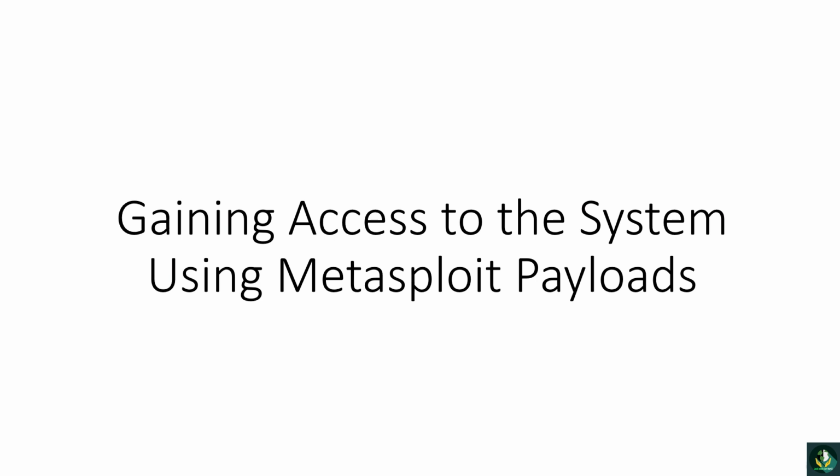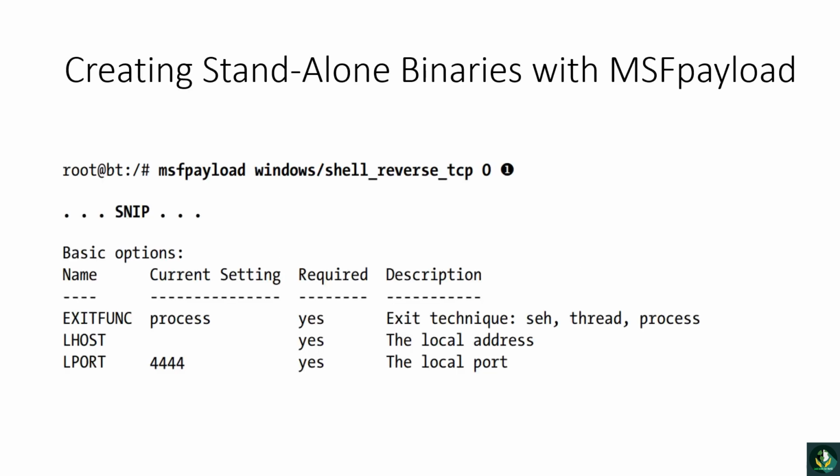So before we perform an antivirus evaluation, let's look at how to create a standalone Metasploit binary payload with msfpayload. For starters, we will create a simple reverse shell that connects back to the attacker and spawns a command shell. We will use msfpayload and windows/shell_reverse_tcp, but first let's look at the available options for the shell reverse TCP payload using the zero flag. So these are the available options.